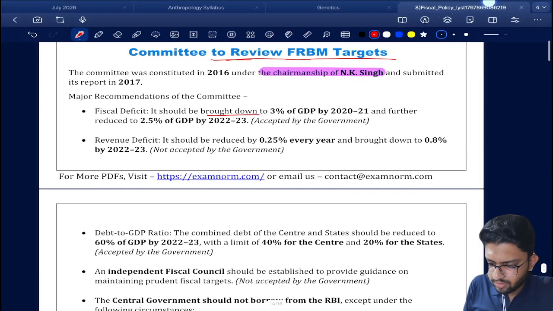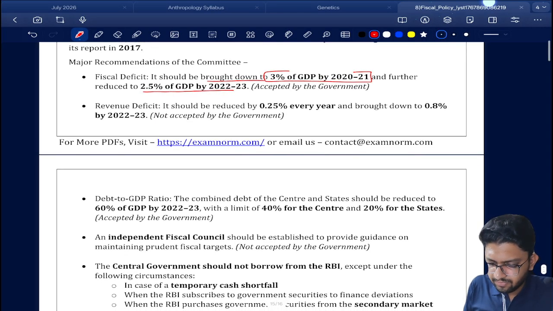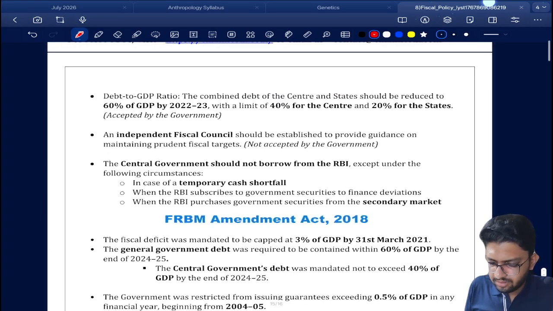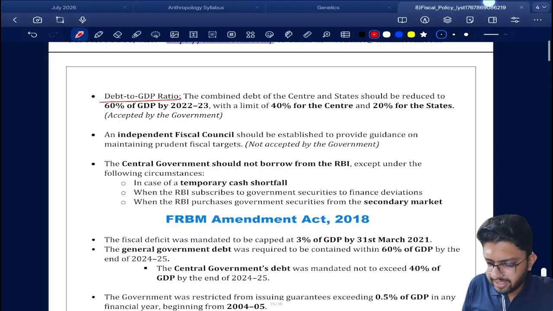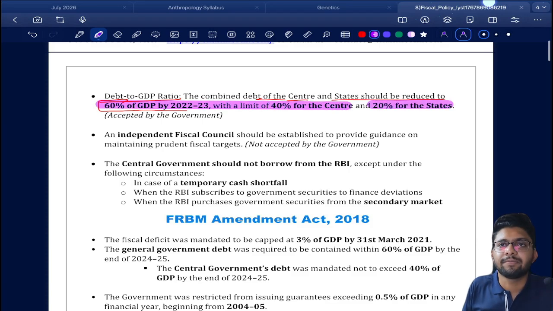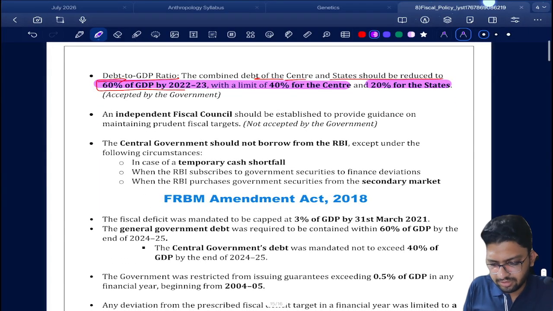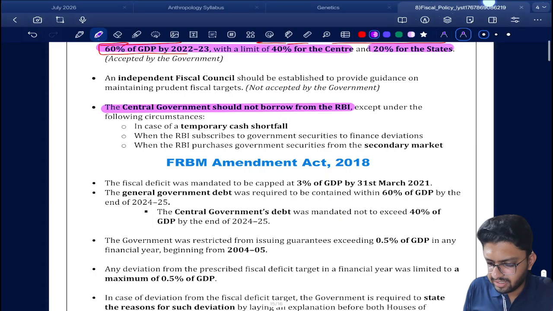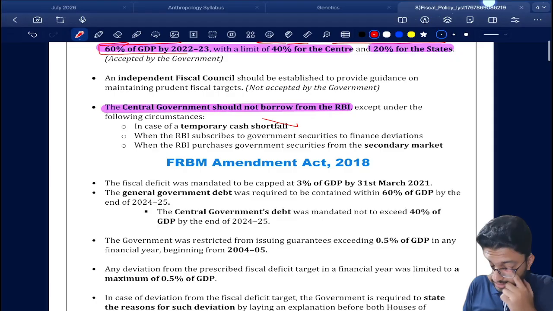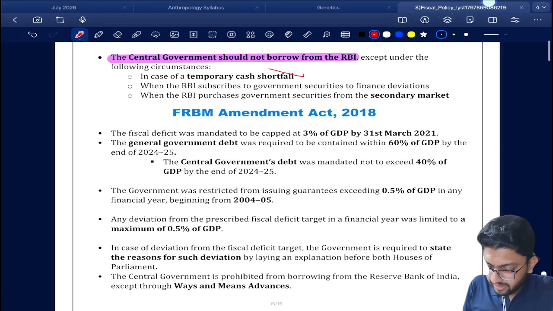Fiscal deficit should be brought down to 3% of the GDP by 21, further reduced to 2.5%. Revenue deficit, it must be reduced by 0.25 per year and brought down to 0.8. Debt to GDP ratio, the combined debt of the center and states should be reduced to 60% of the GDP. This is important, with a limit of 40% for the center and 20% for the states accepted by the government. An independent fiscal council should be established. Okay, the central government should not borrow from RBI except under certain temporary cash shortfall.